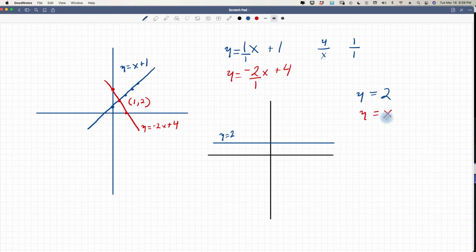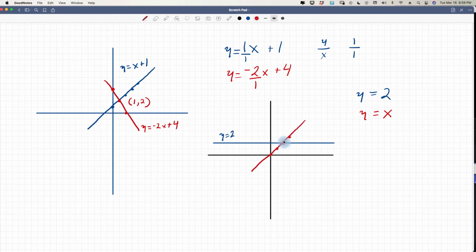Now we're going to graph y equals x. And all that means is whatever x is, that's what y is. So if x is 0, y is 0. If x is 1, y is 1. If x is 2, y is 2. If x is 3, then y is 3. And we draw our line right there.